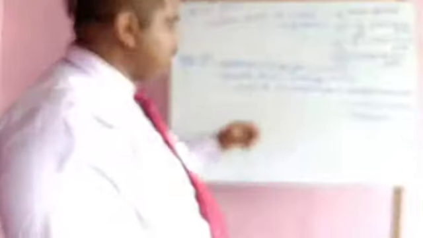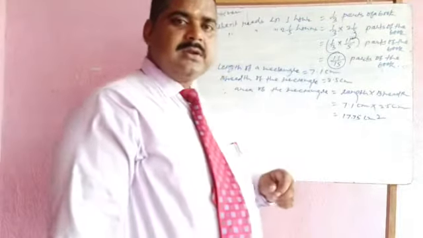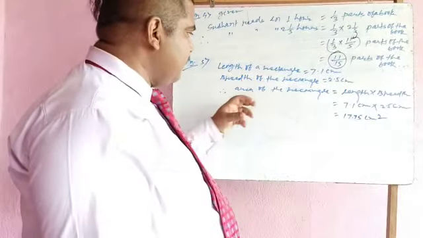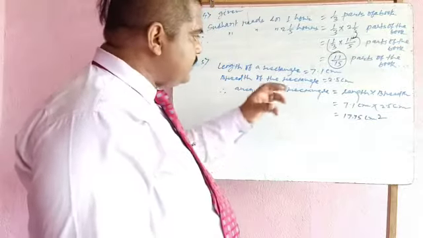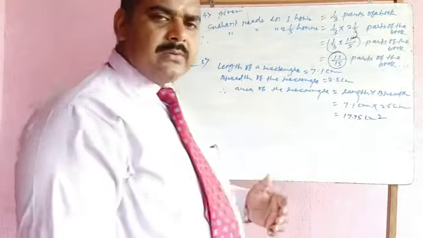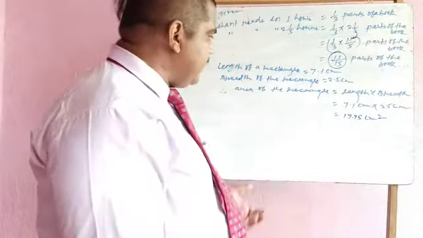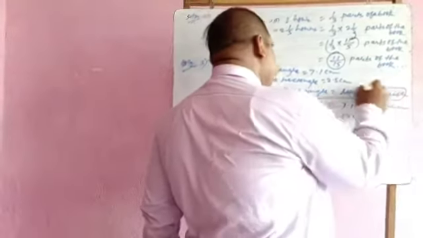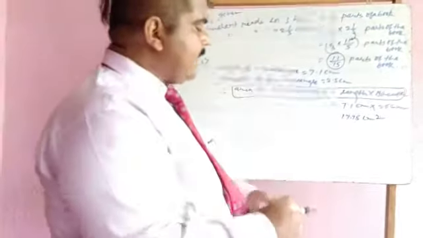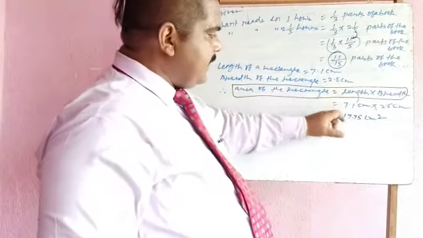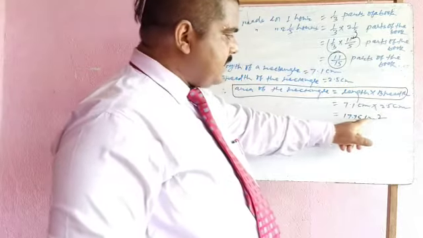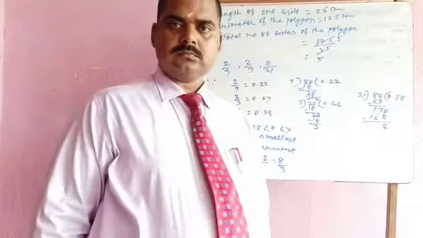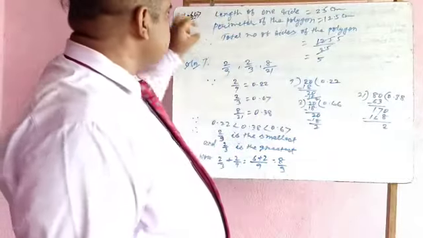Question number 5 is related to mensuration. It is given that the length of a rectangle is 7.1 centimeter and the breadth of the rectangle is 2.5 centimeter, and you need to calculate the area of the rectangle. You know very well that area of the rectangle is equal to length into breadth. You have to memorize this formula. It is a very useful formula, and by putting the values length 7.1 centimeter and breadth 2.5 centimeter, the final result is 17.75 centimeter square.